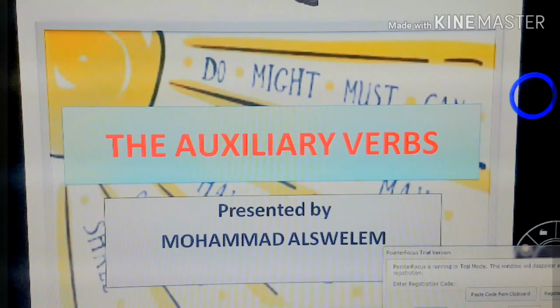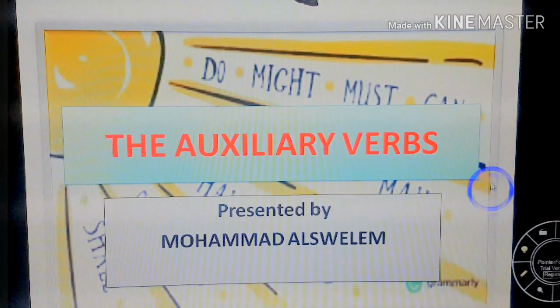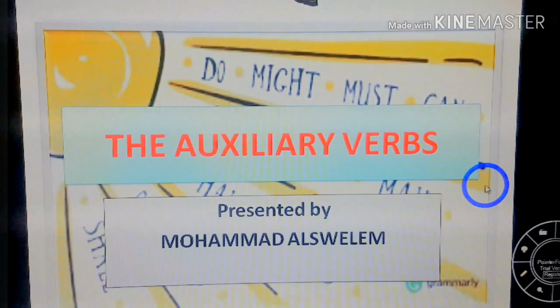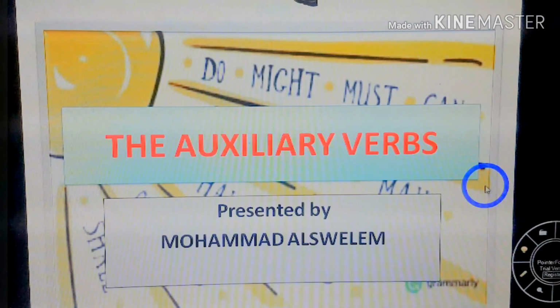The auxiliary verbs. Today, inshallah, I'm going to deal with the auxiliary verbs. And we are going to make a simple comparison between the auxiliary verbs and the main verbs. Okay, so let's begin with what the auxiliary verbs are.